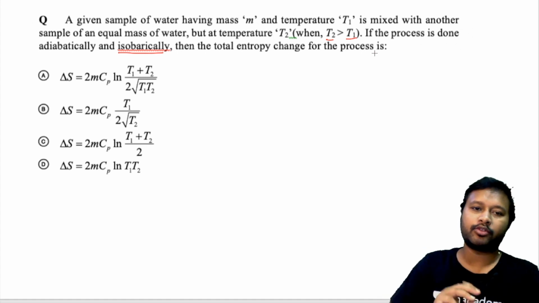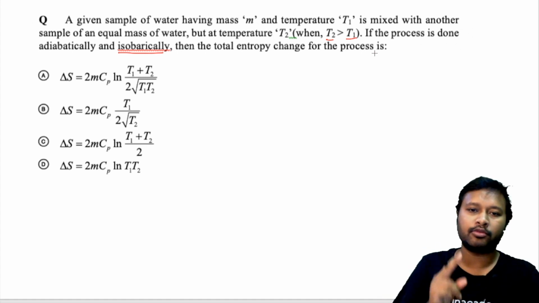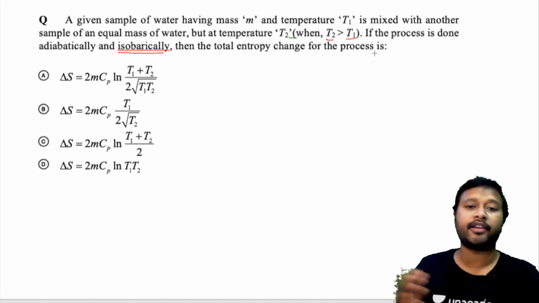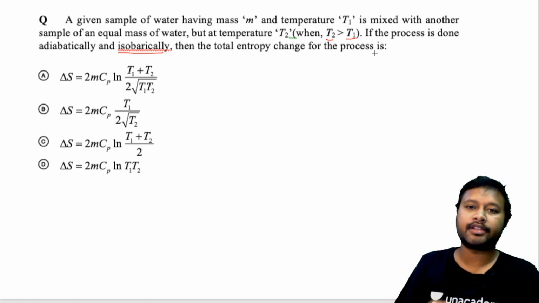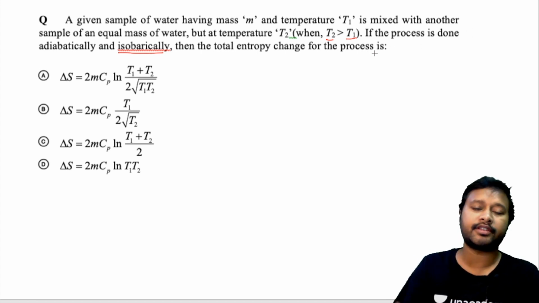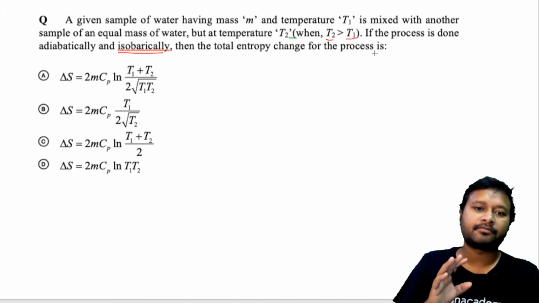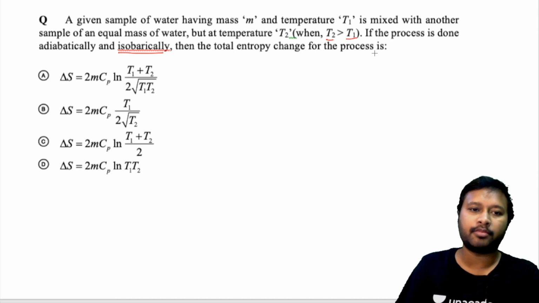Now the question is a little bit twisted. There are two things which are given. The mass of the water is given, the temperature at which it is mixed is given, and another sample is mixed at a different temperature T2. The process is done adiabatically, that means no heat is given to the system, neither taken from the system. Heat is conserved. The second thing is that the process is done isobarically. So now you have to tell the total entropy change in the process.